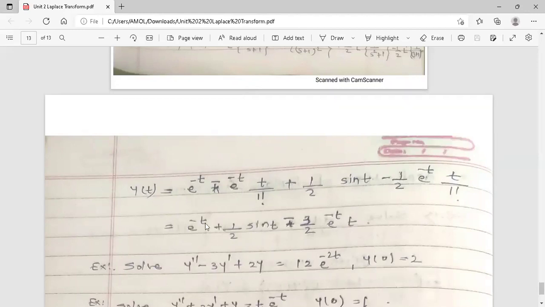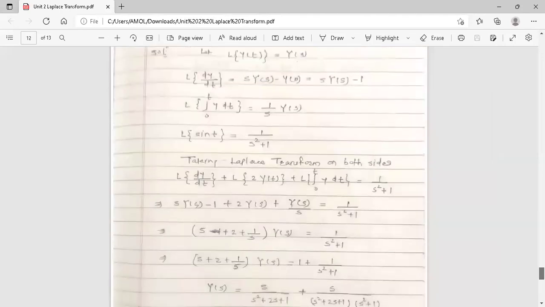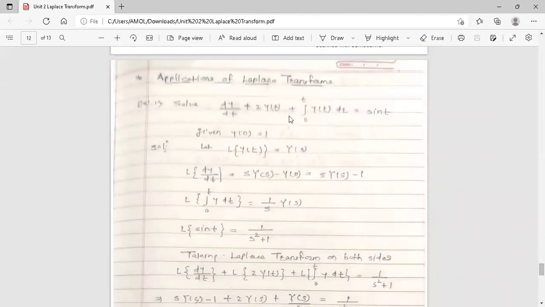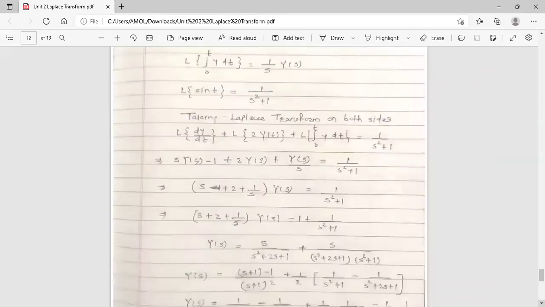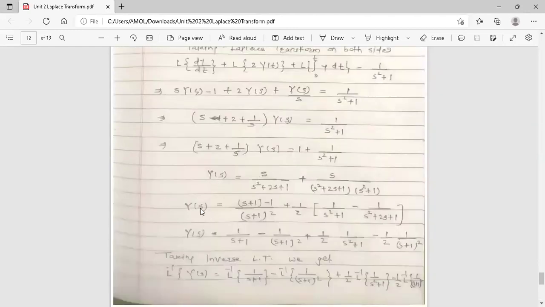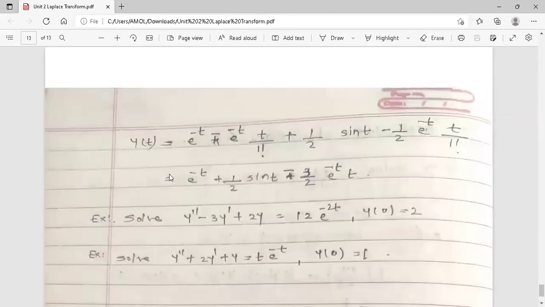This is the solution of the differential equation: y(t) is equal to e raised to minus t plus 1 by 2 into sin t minus 3 by 2 into e raised to minus t into t. We have solved the differential equation using Laplace transform. First, we take Laplace transform on both sides, and then using the properties of Laplace transform, we find the Laplace transform of every term. And then we have the function Y(s). After finding Y(s), we take inverse Laplace transform on both sides of the equation. After taking inverse Laplace transform, we have the value of function y(t), and that value of function y(t) is nothing but your solution of the differential equation.